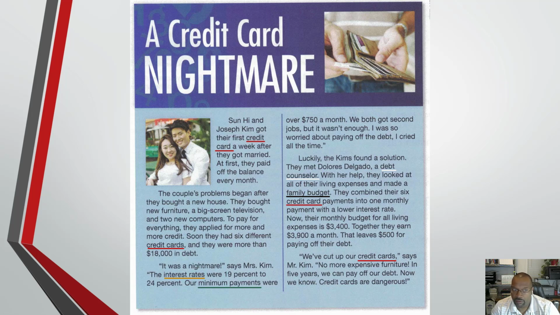Next one is family budget. Family budget. That's the only one I found. The next one is interest rates. Interest rates. That's the only one that I found. And then the last one is minimum payments. Minimum payments. That's the only one that I found. Okay? Hopefully you found the same. If you have any problems with this, let me know.